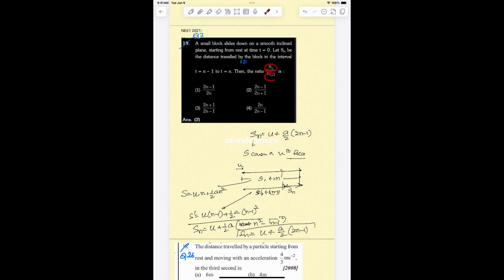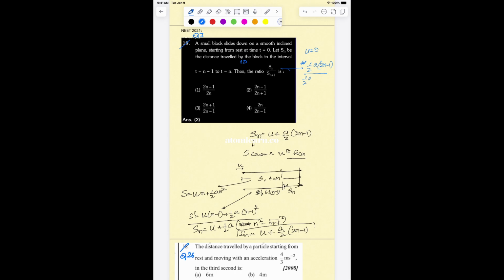And then the ratio Sn divided by Sn plus 1, between t equal to n and t equal to n plus 1 second. That particular 1 second interval is called Sn plus 1. They are asking what is the ratio between these two. It is pretty simple to answer. In the numerator, Sn has u, which is given as 0 because it starts from rest. Therefore, the Sn formula becomes half a, unknown of course, but the same for both numerator and denominator. Half a into 2n minus 1 is the Sn formula.